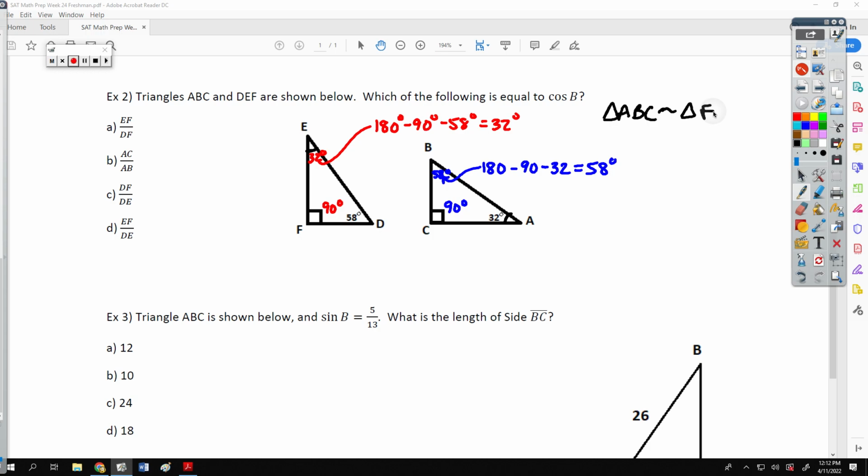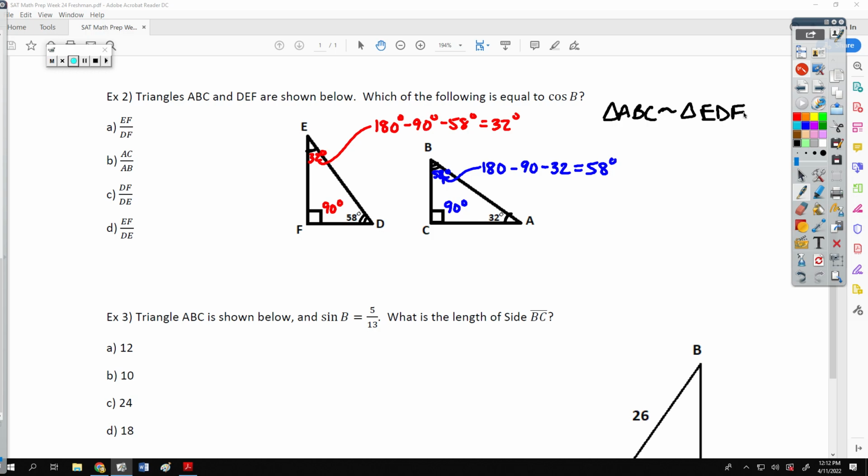So if A comes first, then E should come first. Angle B is congruent to angle D, so D would come next. And then angle C and F, those are the right angles. So triangle ABC is similar to triangle EDF. Now, the reason why we care is very simple.